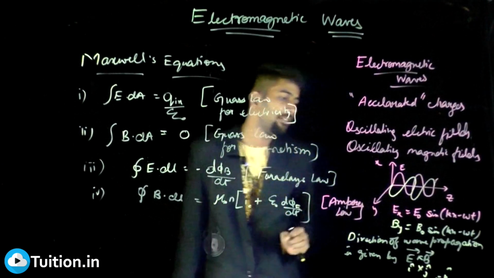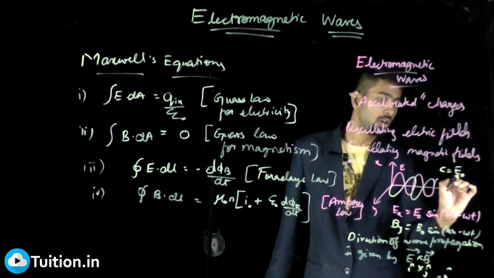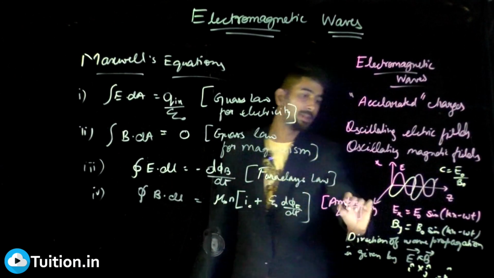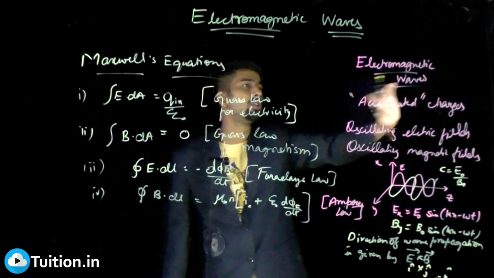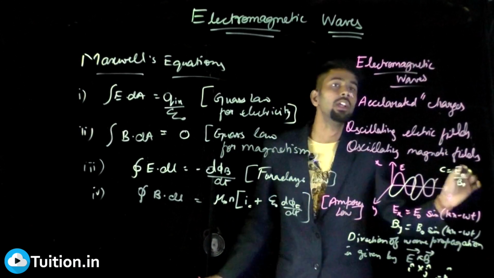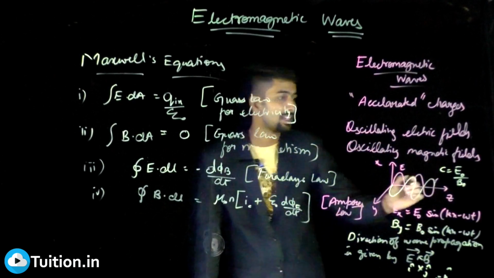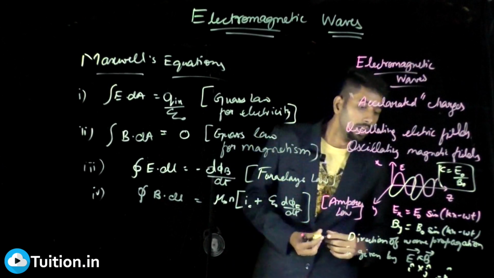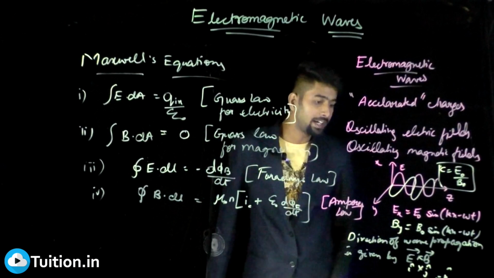And the velocity of the wave, which is denoted by c here, is given by E naught by B naught. So the ratio of the amplitudes of the electric and the magnetic fields gives the velocity of your electromagnetic waves. And usually light is also an electromagnetic wave, so c is basically the velocity of light here. So light actually has oscillating electric fields and oscillating magnetic fields, and when you put in the values, you'll get the velocity for this particular wave. So this is how electromagnetic waves are produced and propagated, and these are the formulas you are supposed to remember.